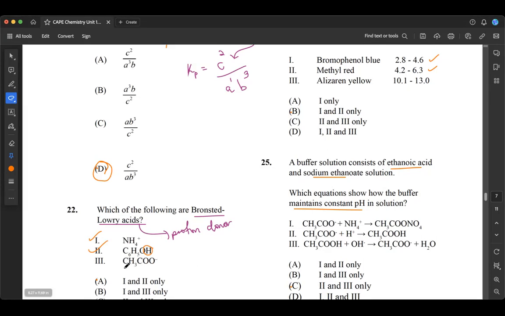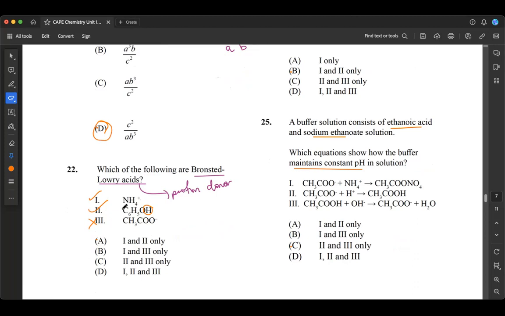And then here we see that we have kind of like an ethanoate ion, right? So there's no hydrogen here. The hydrogen was already removed, and so there's nothing else to donate, right? There are no protons to donate in this molecule, and so this one is not a Bronsted-Lowry acid. And so our final answer then will be 1 and 2 are Bronsted-Lowry acids, because there are proton donors in these. They can be proton donors, and so the answer for 22 is A. Okay?